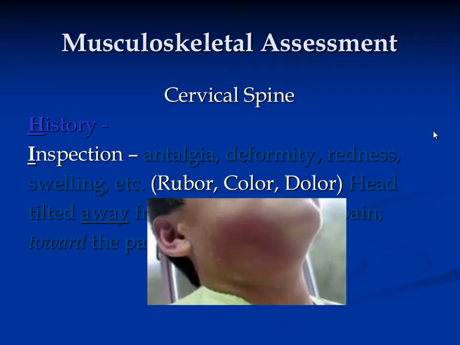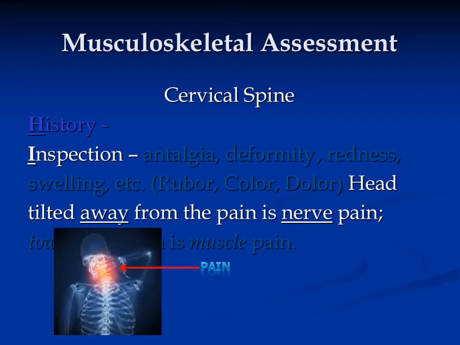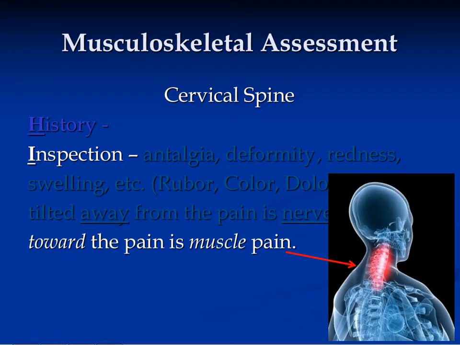Rubor, calor, dolor is a term that we use to describe redness, heat, and pain, which denotes some infectious process or an infection. If the antalgia, if the head is tilted away from the pain, then we would suspect nerve pain. If, however, the antalgia is toward the pain, we suspect muscle pain.